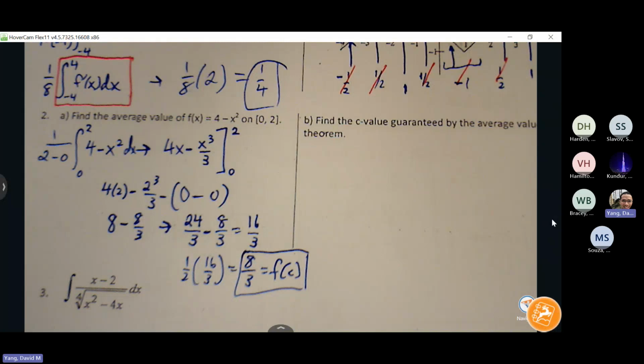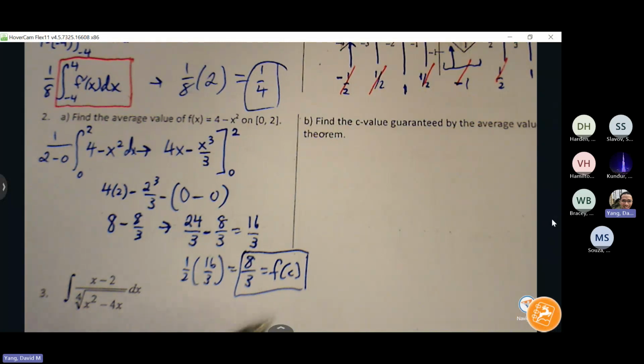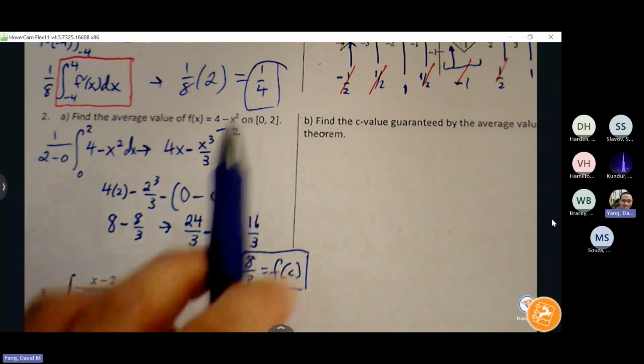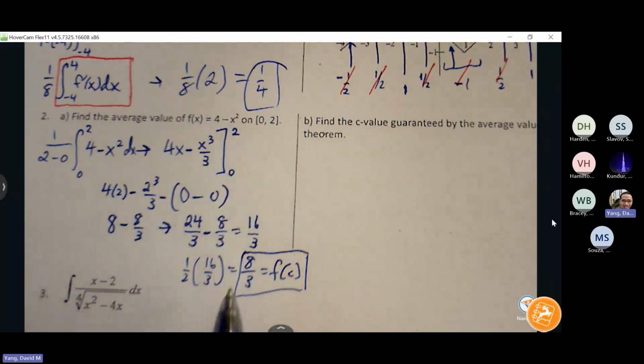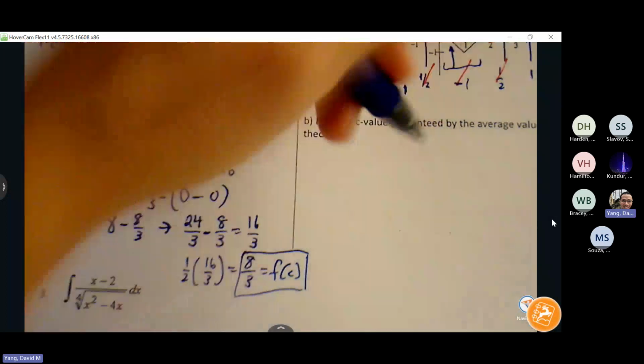So part B is saying find the c value guaranteed by the average value. So we're just now, this is our y value. We know this is the average height, average y value. Now just trying to figure out where on the graph does it actually hit this y value of 8/3. So just plug it back into the function.